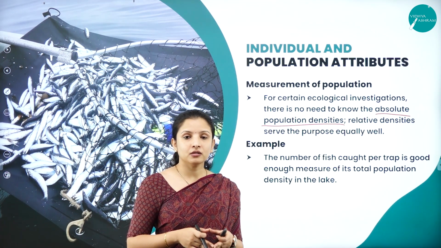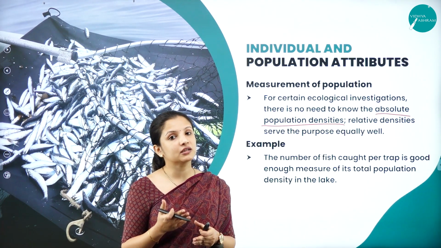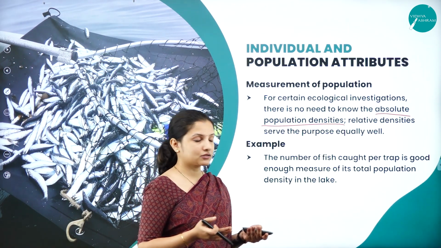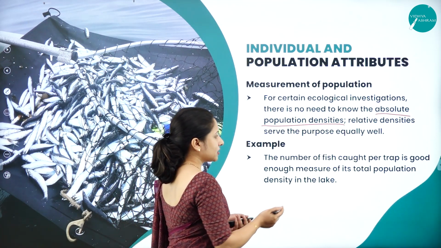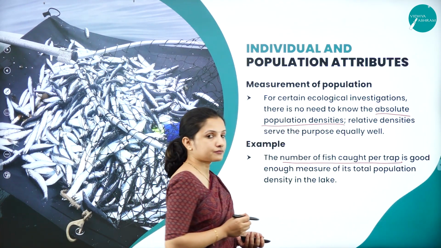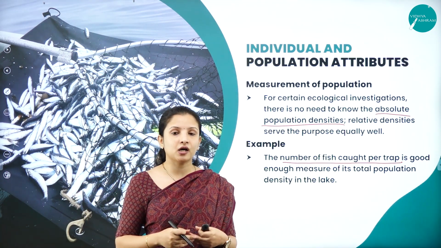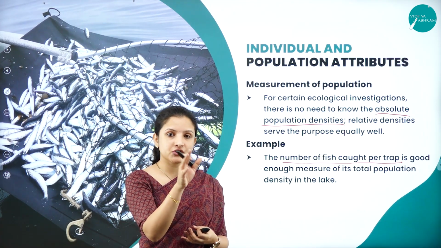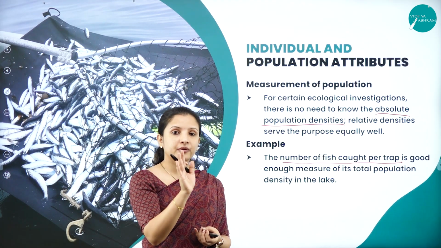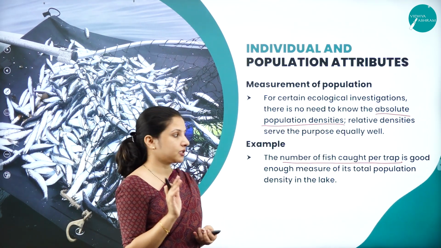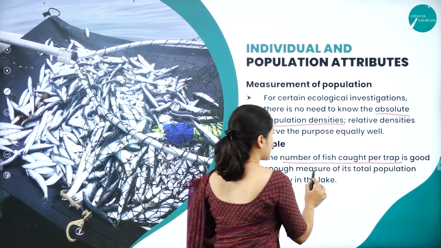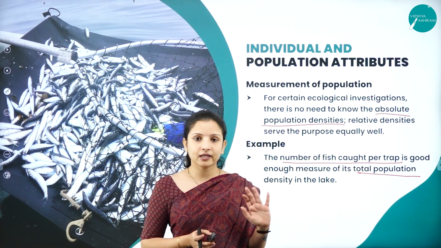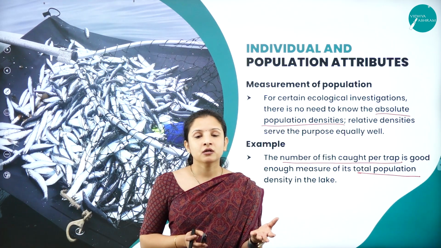But still, people give numbers that so many of this particular species of fish are there in that particular river or ocean or any water body. How exactly is this done? Here they count the number of fish caught per trap. Say in a particular area, they would have put 10 fish traps. Whatever number of fishes are caught in those 10 traps, they assign that number for the population of fishes of that particular species. That they will consider as a measure of total population density in that particular lake. There might be more than that, but they will not think about it. It's just to get a value.